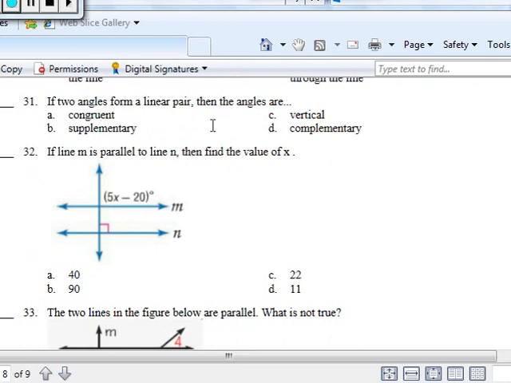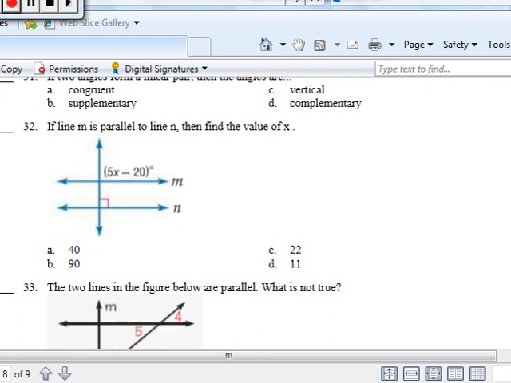If two angles form a linear pair, hey, this is review. If two angles form a linear pair, then they must be supplementary, B. They're not congruent, they're not vertical, they're not complementary. Vertical angles are actually congruent, so they're supplementary.